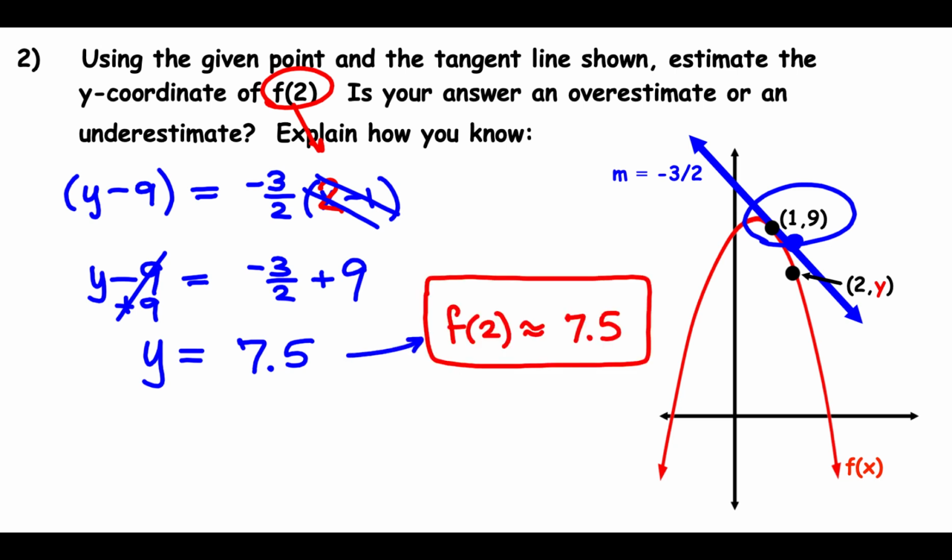So actually, the point (2, 7.5) is not really on the red. It's really that blue point. You can see that our estimate of 7.5 is an overestimate of what it really should be. And that's because the curve's concave down. So again, I just simply need to write it. But again, don't say concave down. Say the second derivative is negative.